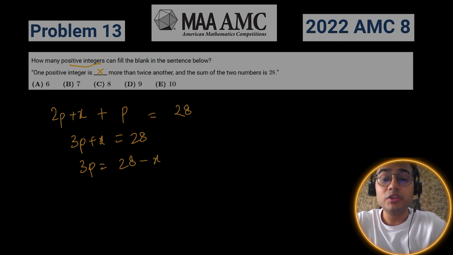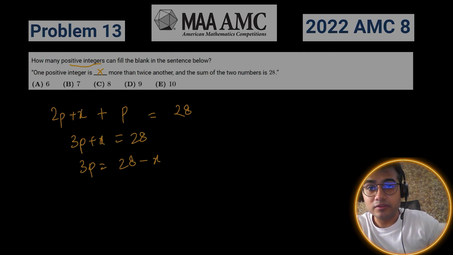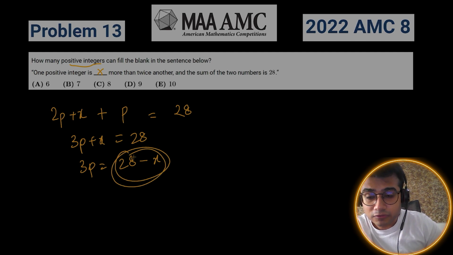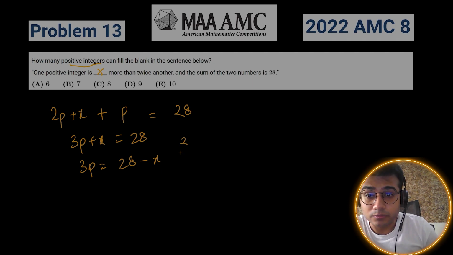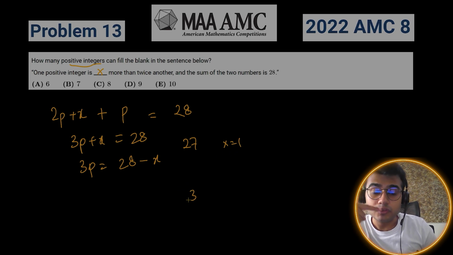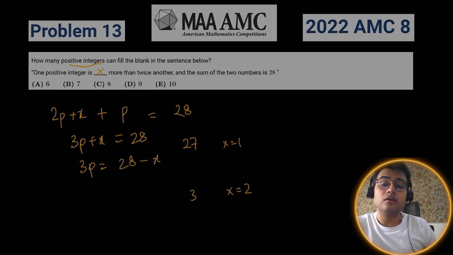Now, since we know that p is an integer, that means 28 minus x must be a multiple of 3, because if this is not a multiple of 3, then p would not be an integer. The biggest one would be 27, which we get when x is 1, and the smallest we can make is going to be 3, which we will get when x is 25, right?